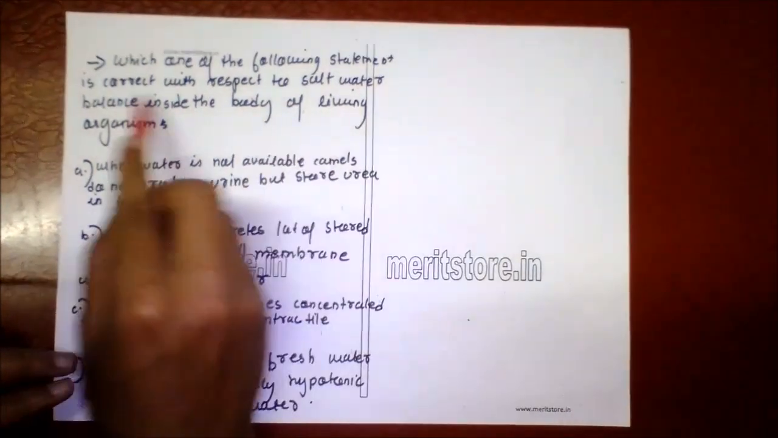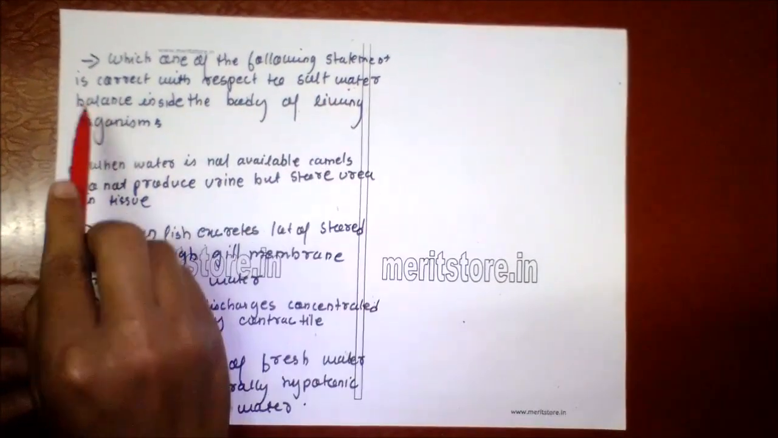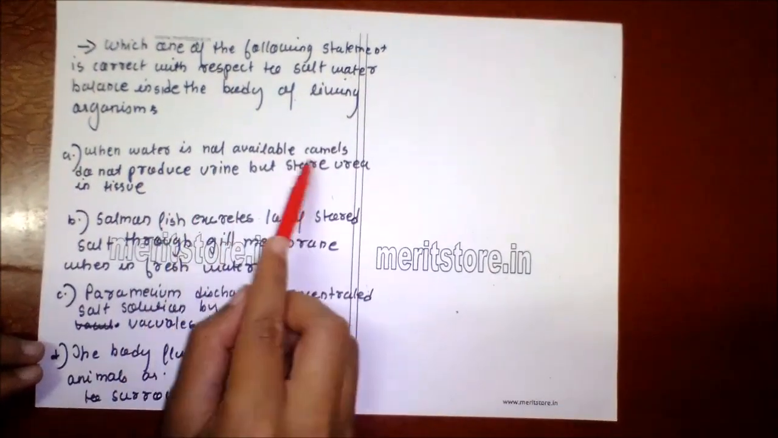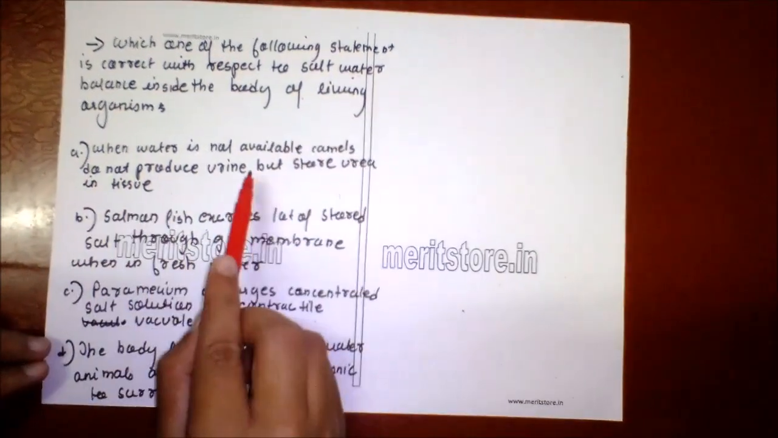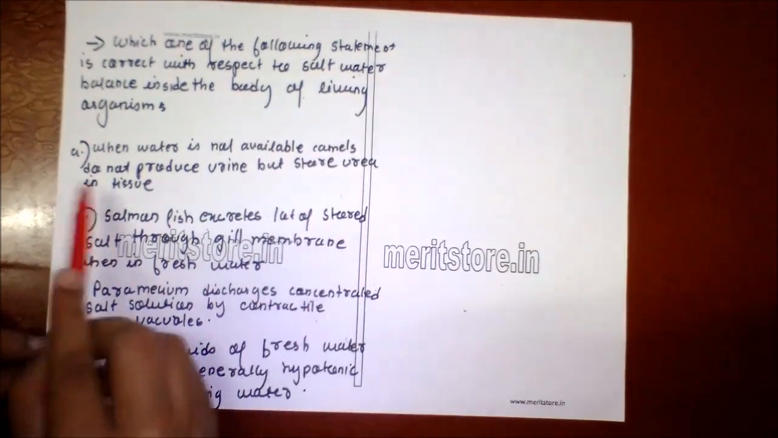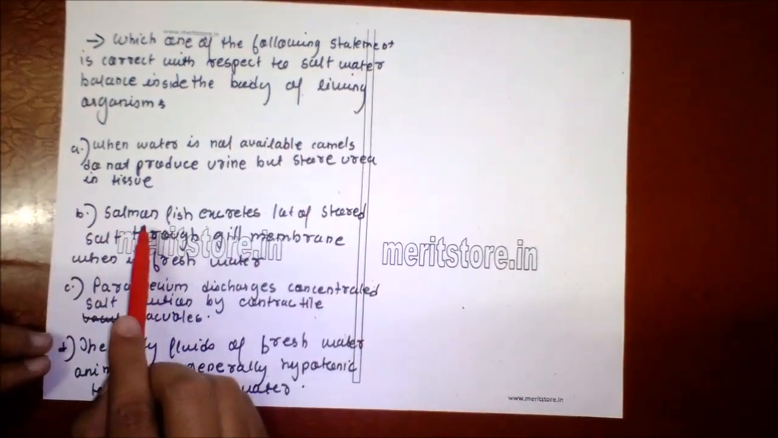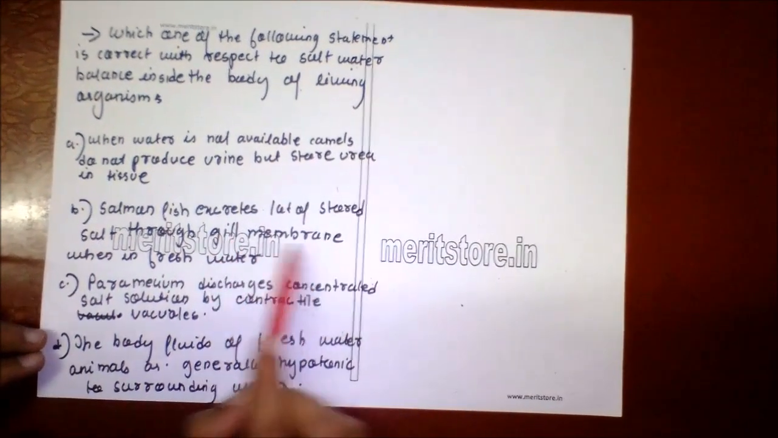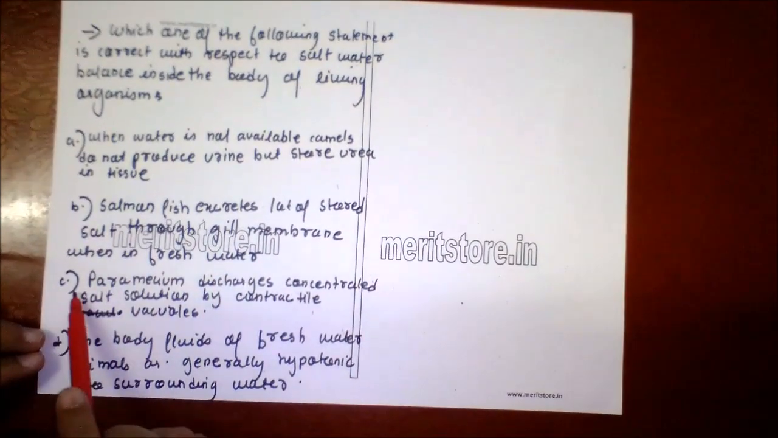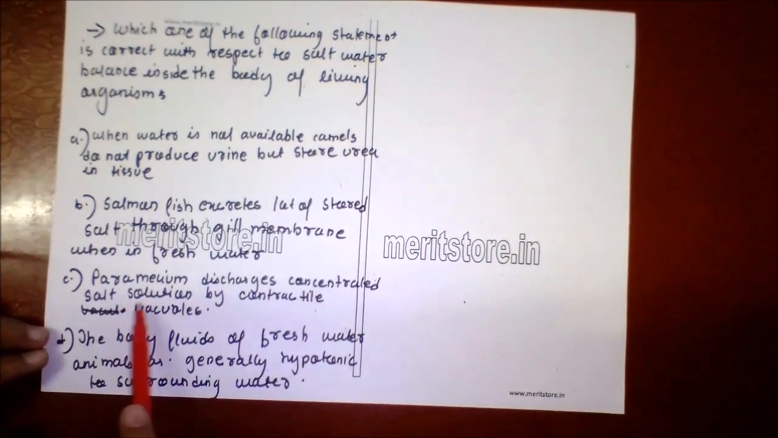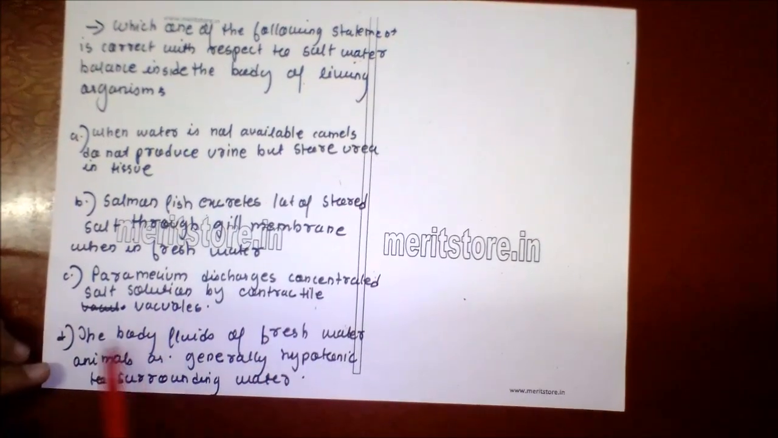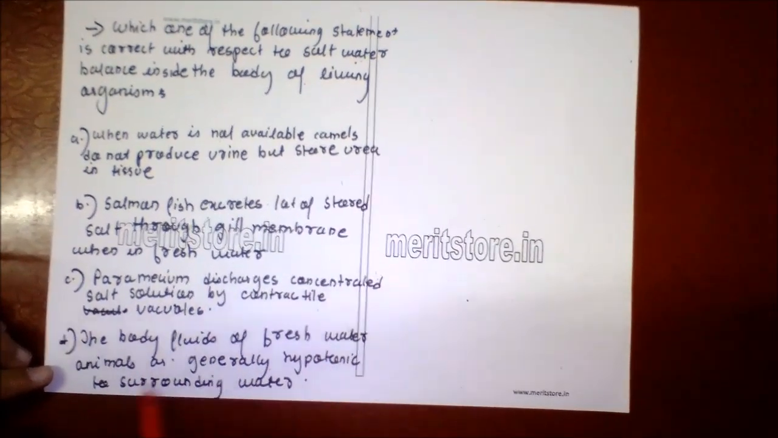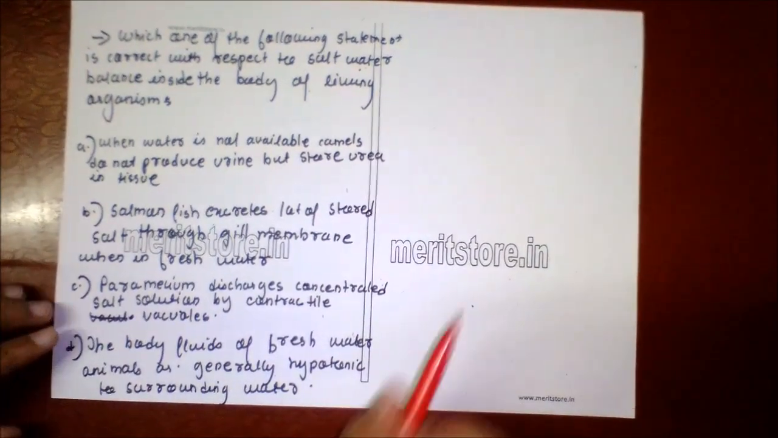Which of the following statements is correct with respect to the salt-water balance inside the body of living organisms? A. When water is not available, camels do not produce urine but store urea in tissue. B. Salmon fish excretes a lot of stored salt through gill membrane when in fresh water. C. Paramecium discharges concentrated salt solution by contractile vacuole. D. The body fluids of freshwater animals are generally hypertonic to the surrounding water.